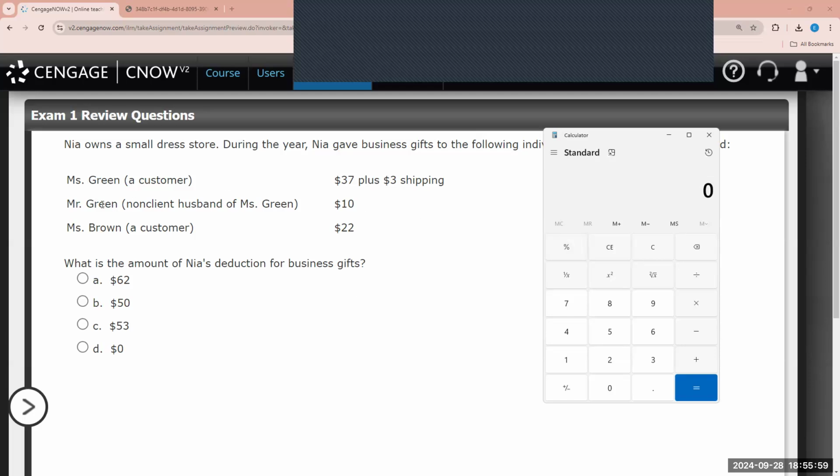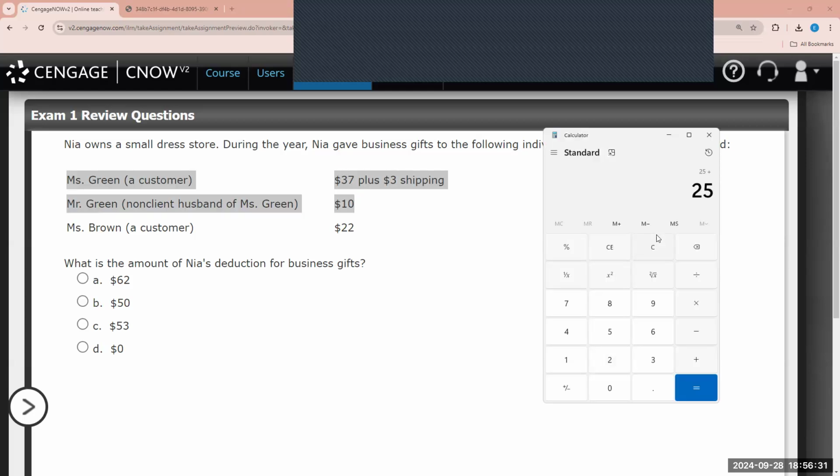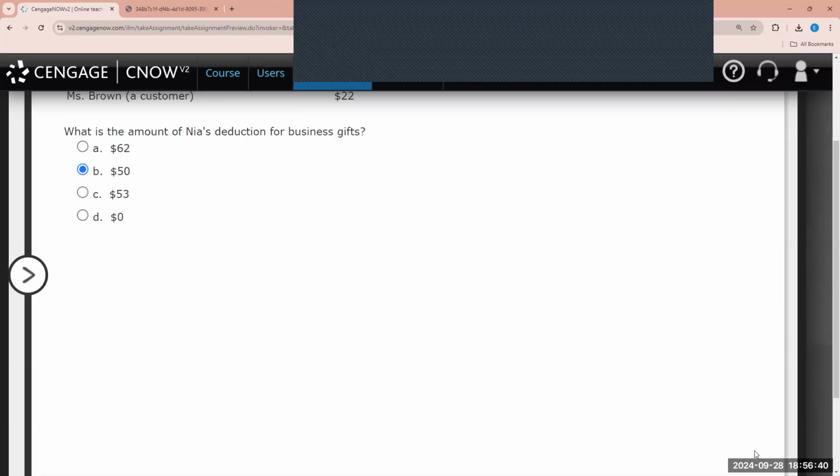Ms. Green and Mr. Green, because Mr. Green is not a client, for tax purposes, spouses count as one donee. Thus, the maximum that a taxpayer could deduct for gifts to a client or potential client and their spouse is a total of $25 per year, unless the spouse is also a client. In that case, the spouse can receive a separate $25 gift. But in this case, Mr. Green is not a client. So for both Mr. Green and Ms. Green, the maximum gift is $25. We add the $3 for shipping, and then we add the $22 for Ms. Brown. The amount of Nia's deduction for business gifts is $50.